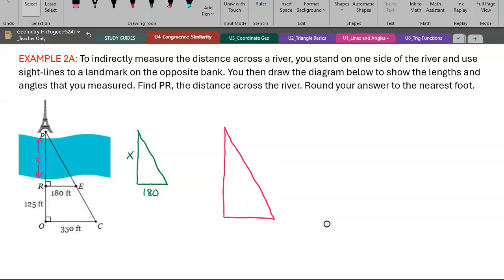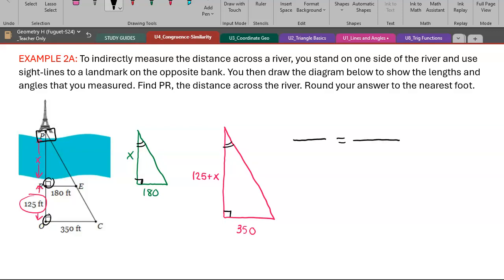Now we have to be careful about these measurements. The bottom is 350, but the length of this triangle all the way across is not 125, because that only goes from R to O. We would call this 125 plus x. Quickly, why are these similar? They both share a right angle here that was marked. And this angle up top, P, is technically part of both triangles. Using angle as a reason, we're allowed to set up a proportion and solve this.